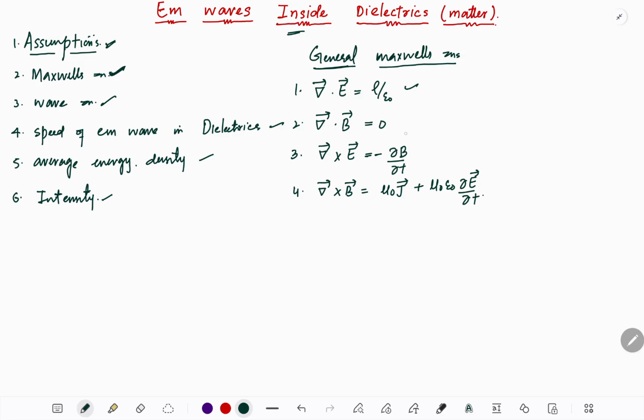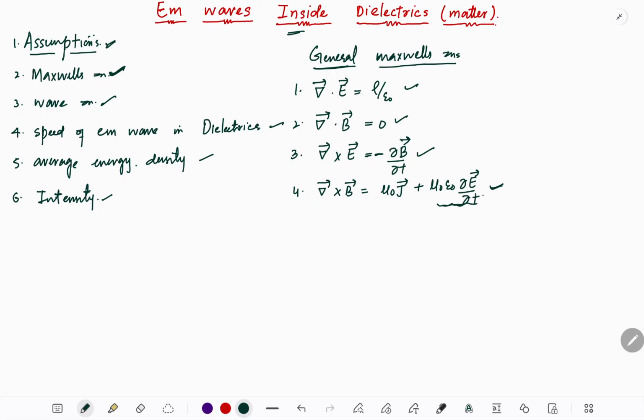This is the Gauss law. This says magnetic monopole doesn't exist. This is Faraday's law incorporating Lenz's law; this negative sign comes from Lenz's law. And this one is Ampere's law with the Maxwell's correction. This part is the Maxwell's correction. I hope you all know this part.